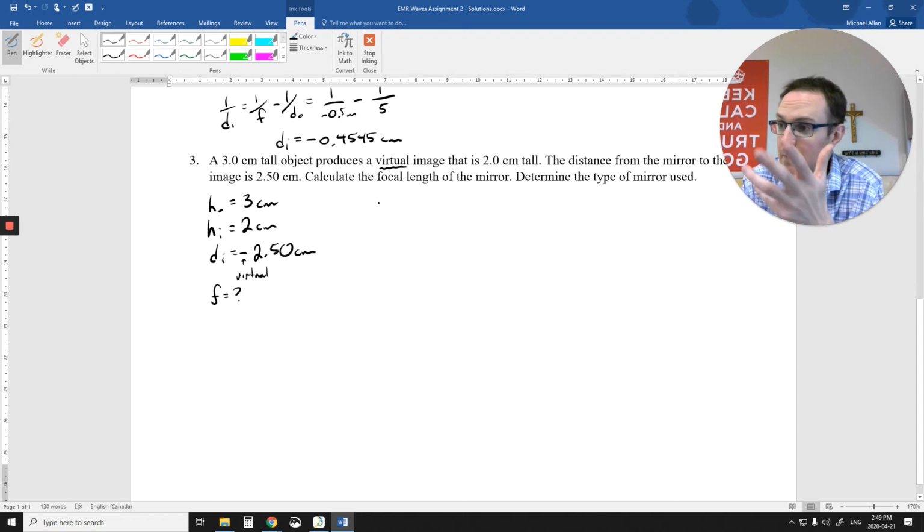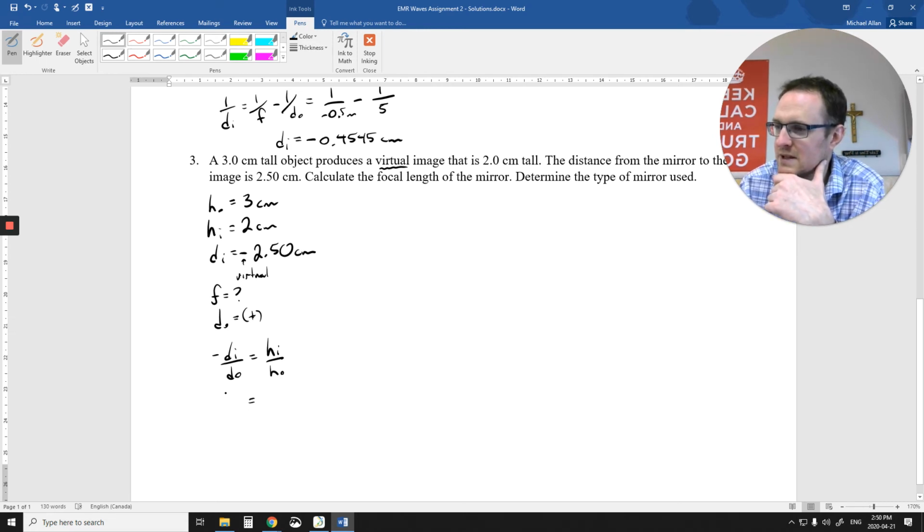To find the F, I need to know what the DO is. We have the DI, I got to find the DO. So I'm going to use this information here to help me figure out what the DO is. And I know the DO is supposed to be a positive number. That's going to be key to solving this question. The DO has to be a positive number. Okay, so I'm going to use this formula to help me figure this out.